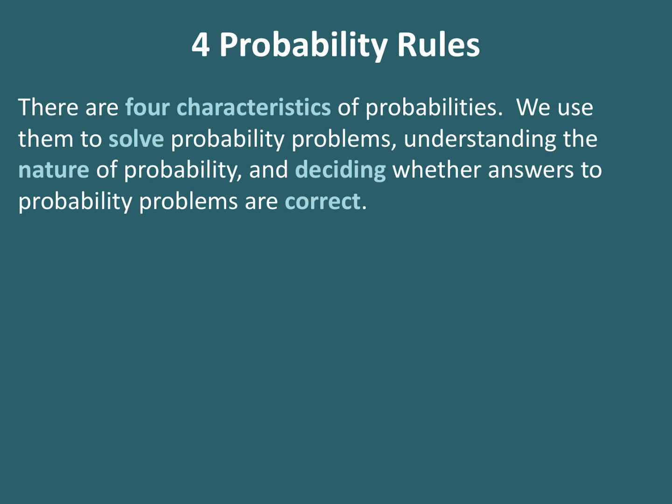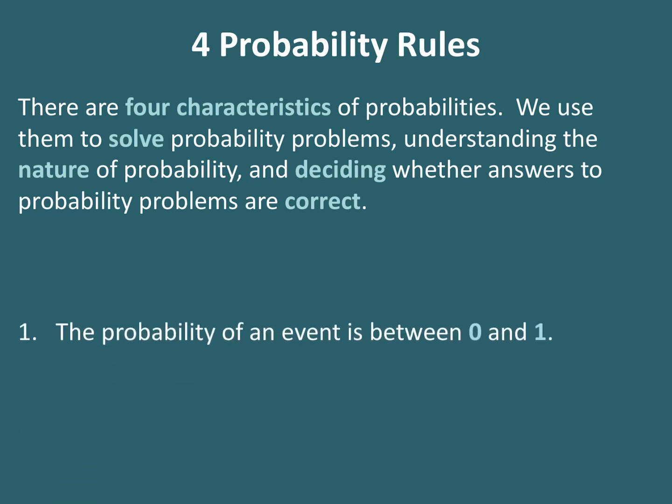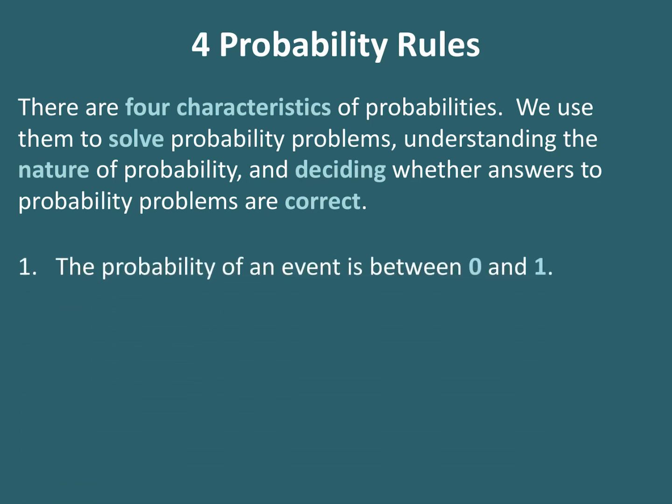Four probability rules. There are 4 characteristics of probabilities. We use them to solve probability problems, for understanding the nature of probability and deciding whether the answers to probability problems are correct. The first rule is very important, and that is to say that the probability of any event is between 0 and 1. And this is a very important rule that we must follow at all times.